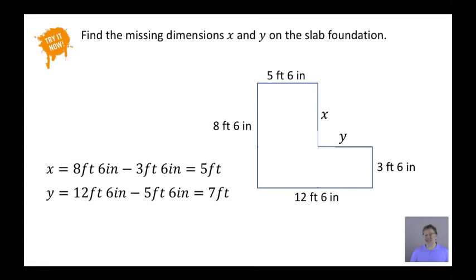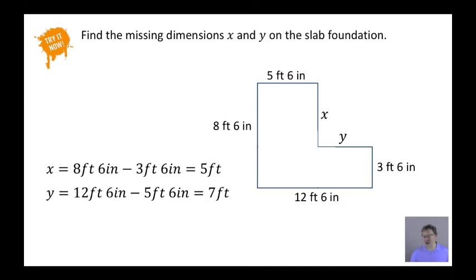Well, it has an opposite wall that is very long. It's 12 feet 6 inches, and that opposite wall is opposite not just y, but also this other rear wall that is 5 feet 6 inches. So 5 feet 6 inches plus y should be the length of that opposite wall of 12 feet 6 inches.